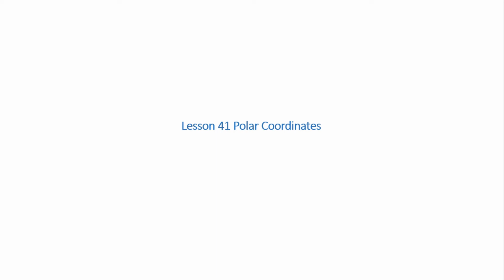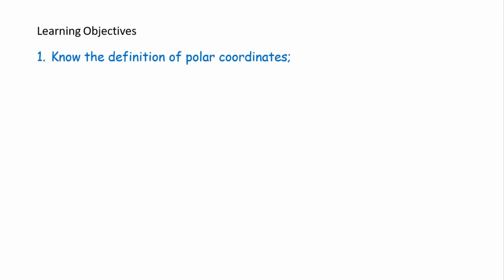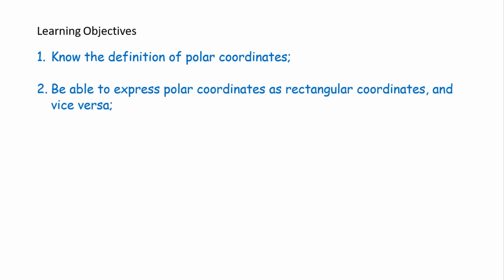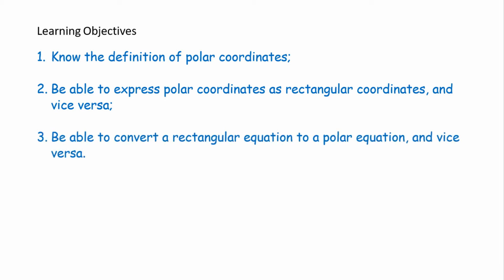The title of this lesson is Polar Coordinates. The learning objectives for this lesson are: 1. Know the definition of polar coordinates. 2. Be able to express polar coordinates as rectangular coordinates and vice versa. 3. Be able to convert a rectangular equation to a polar equation and vice versa.